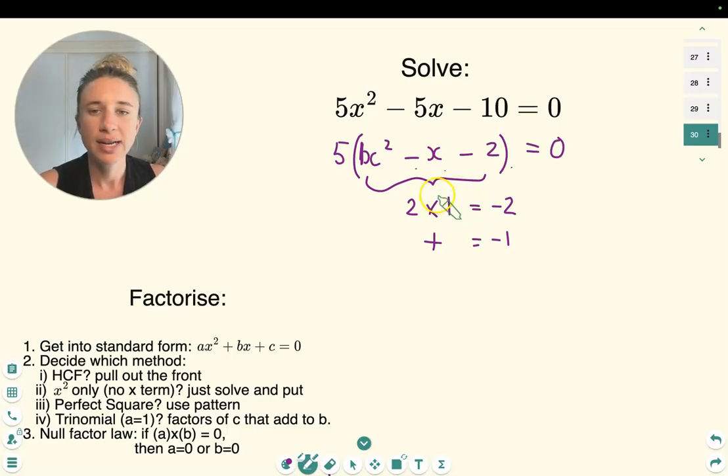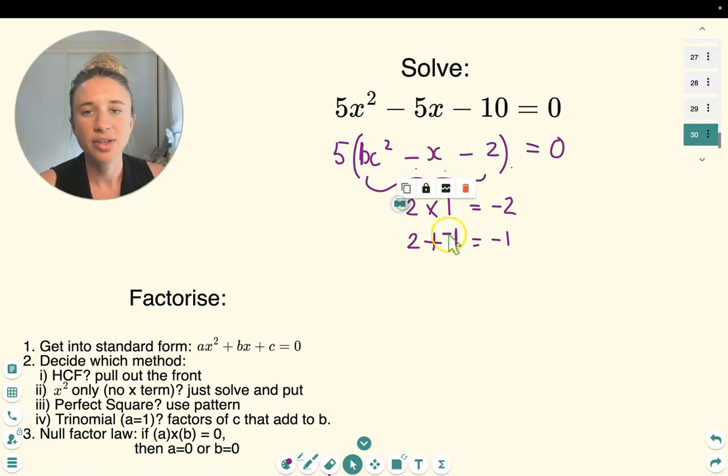So what if I made it negative 1 times 2? And then we have this. So 2 plus negative 1 is the same as 2 minus 1, which is 1. So that means we've got to put the minus on the other number and just check it out. Negative 2 plus 1 is negative 1. So these are our numbers.